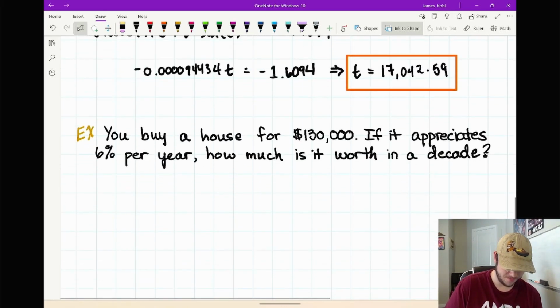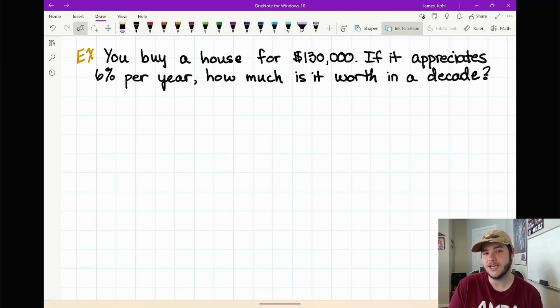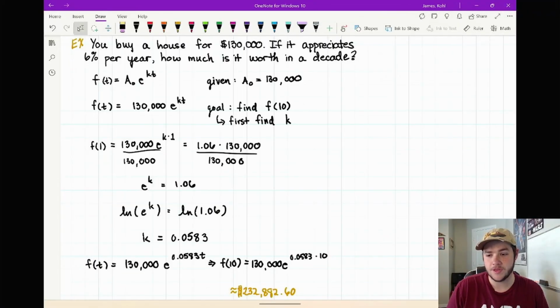Let's try another problem. This time, though, let's do an exponential growth model. Suppose you buy a house for $130,000. If it appreciates in value by 6% per year, how much is it going to be worth in a decade? Go ahead and pause the video here to see if you can try it on your own. The answer that I found was $232,882.60. Quite the improvement. So, how did we get this?